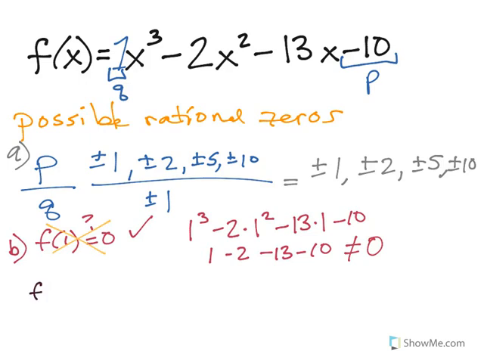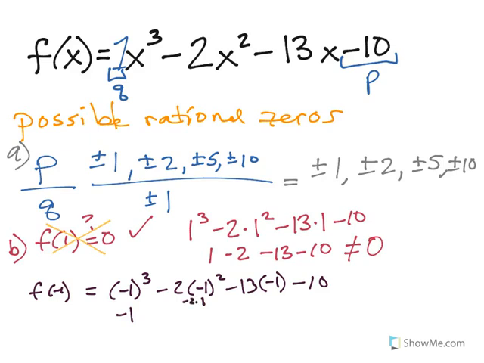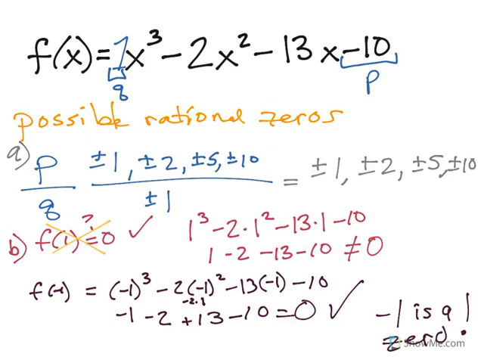Okay, let's try the next one. I always start with my smaller numbers because I want it to be as easy as possible. So let's try negative 1. So I'm going to have negative 1 cubed minus 2 times negative 1 squared minus 13 times negative 1 minus 10. Okay, negative 1 cubed is negative 1. Negative 1 squared is 1, so negative 2 times 1 is negative 2. I have plus 13 minus 10, and that does equal 0. So that means negative 1 is a 0. Okay, that's good. Now that we know negative 1 is a 0, we can use synthetic division to figure out what's left.